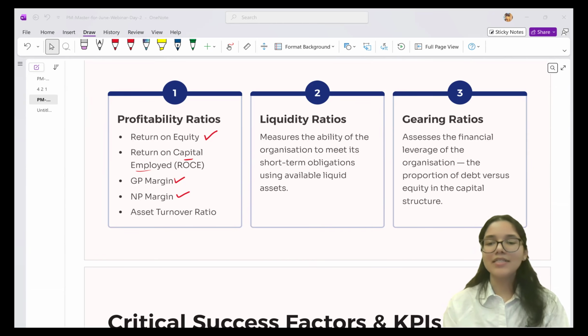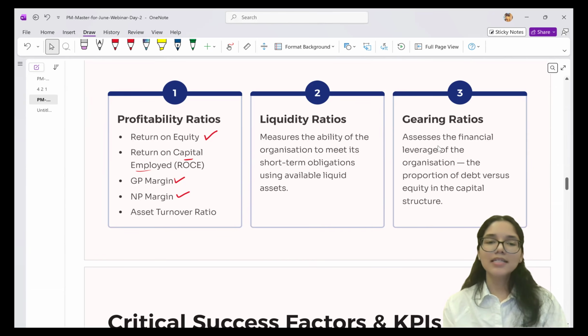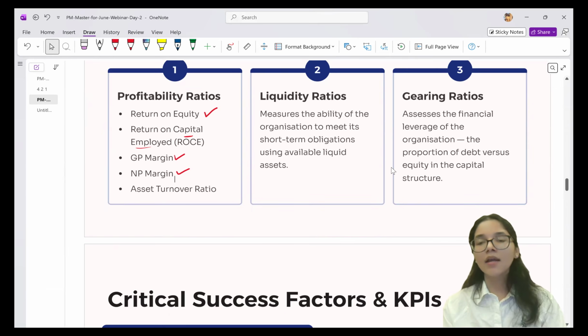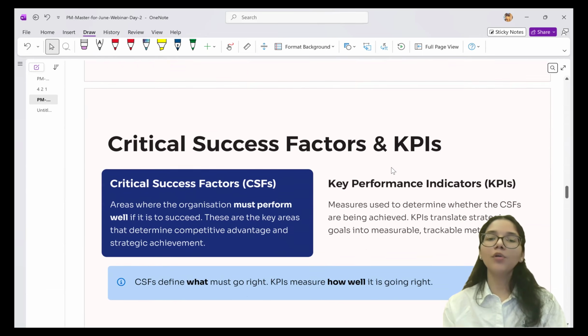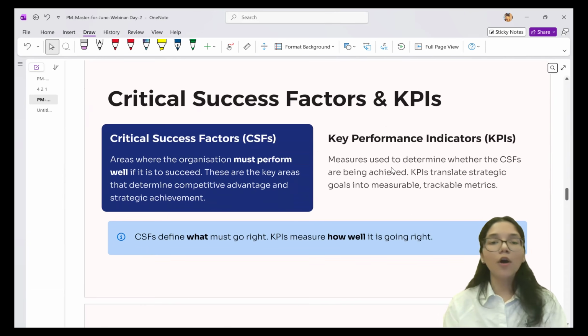That company is risky. Absolutely, guys. So these are the financial numbers. Now, talking about if we want to look at the quality perspective, non-financial indicators, then we have something called critical success factors and the KPIs.